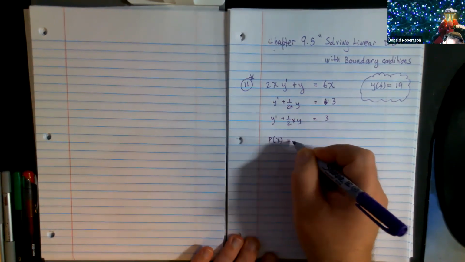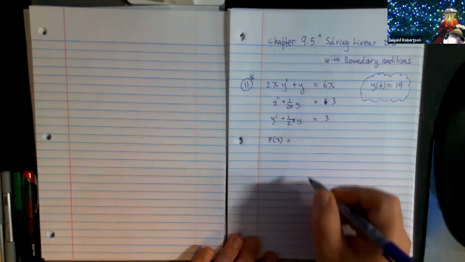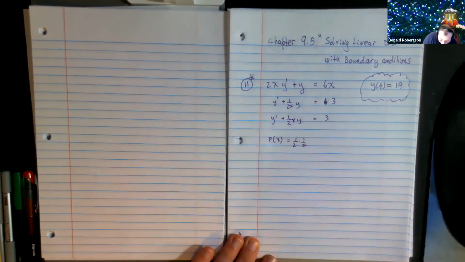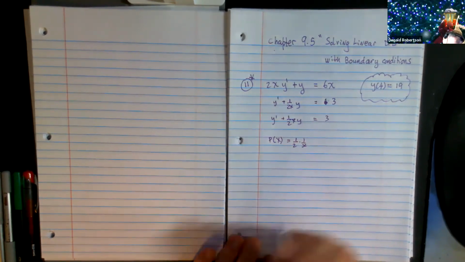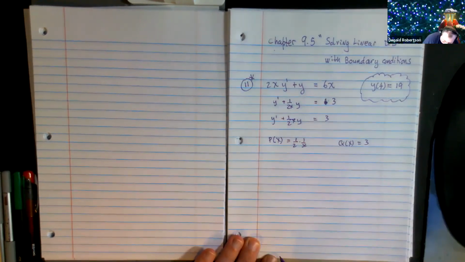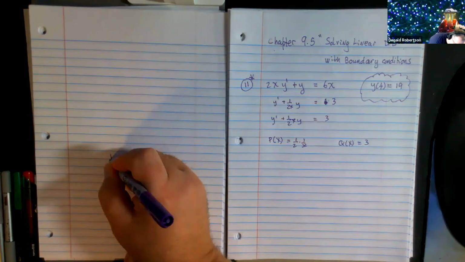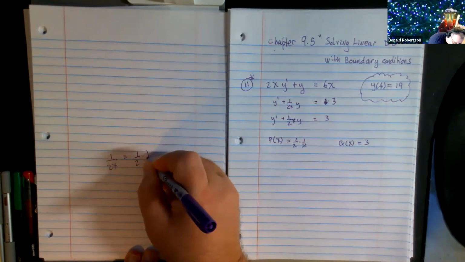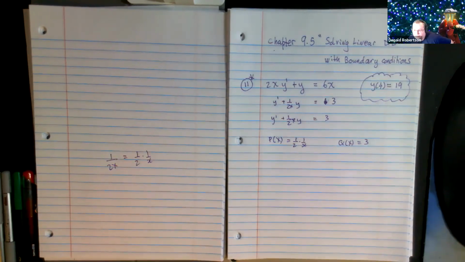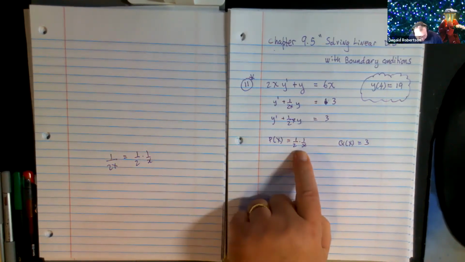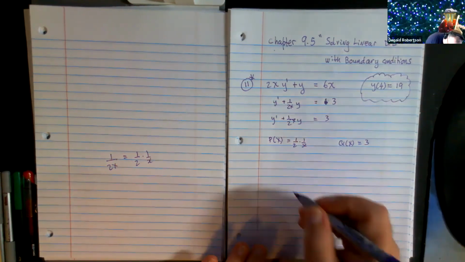P of x is 1 over 2x, which I'm writing like that. And Q of x is just a number 3. Now, 1 over 2x can be written as a half times 1 over x. You okay with that? And there is a reason why I want you to write it in this rather clunky way. So that's step 1 done.